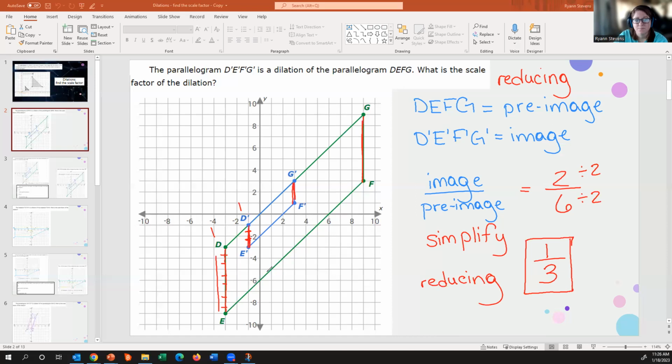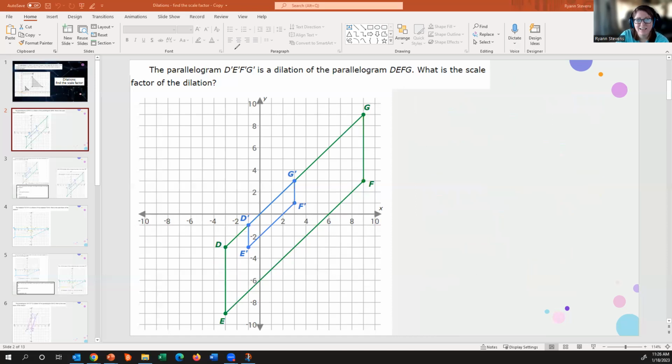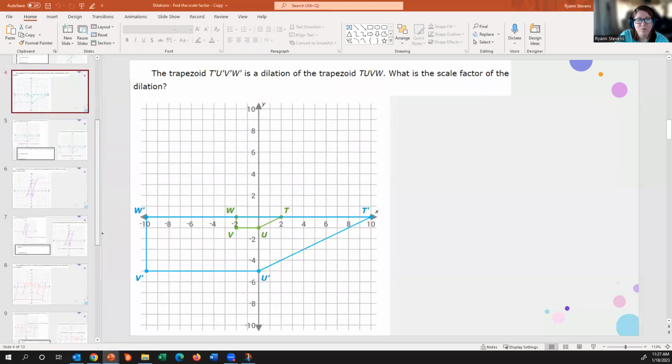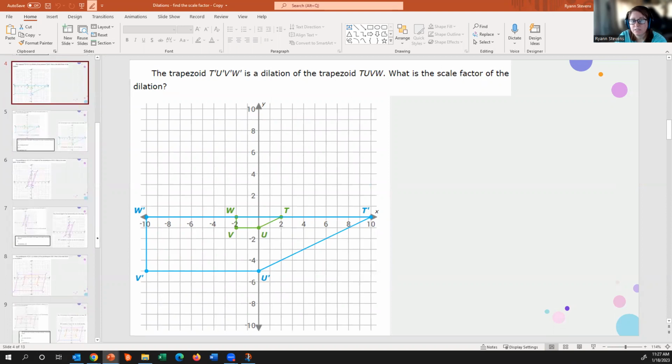Okay. All right, so we're going to keep going with this. I'm going to clear this out, and we are going to move to another example here. Now we have the trapezoid T'U'V'W' is a dilation of the trapezoid TUVW. What is the scale factor?